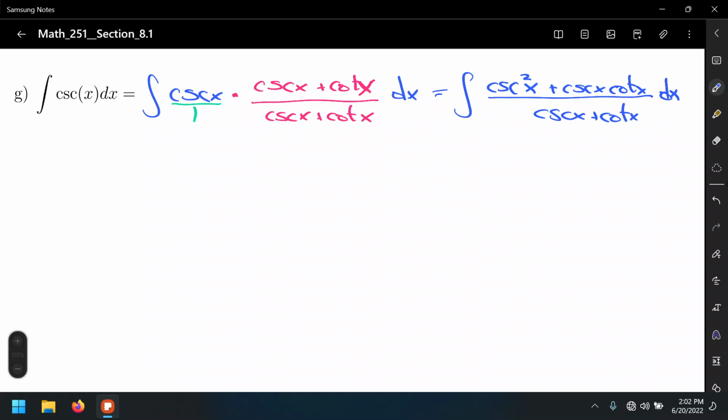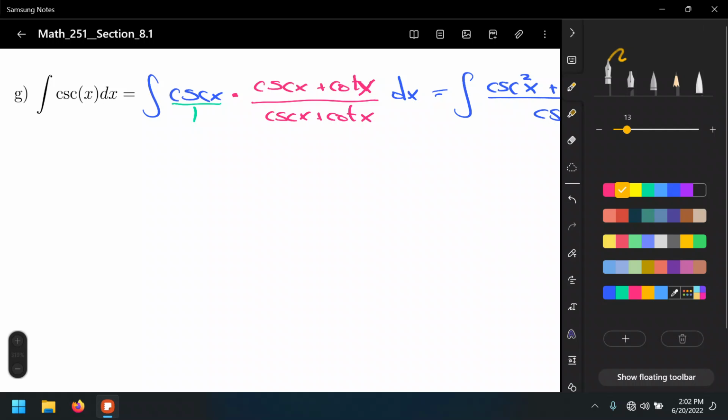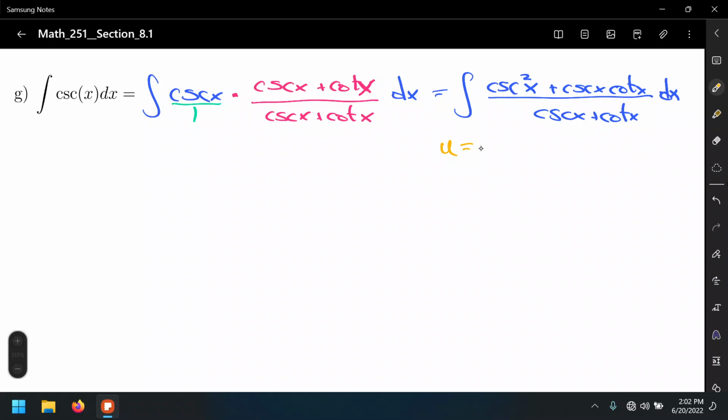Alright, so let's have a look at this problem. It looks like the numerator is a bit more complicated than the quantity in the denominator. It could be the case that it is indeed the derivative of what we would set as a u, which is the denominator. We'll see. So let's see if that's going to work. So u equals cosecant plus cotangent.